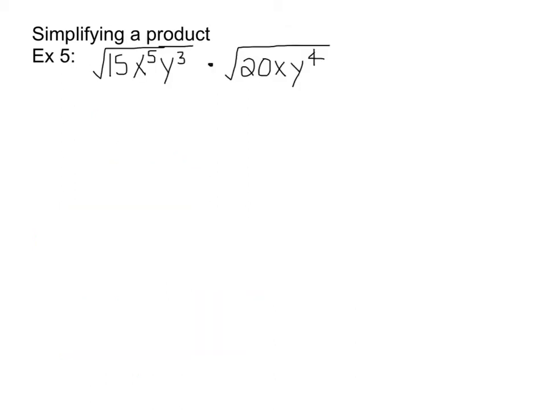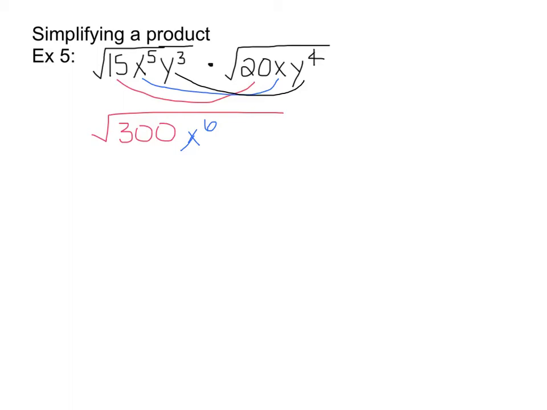Now we're going to look at how we simplify a product. So I am going to start by multiplying your two numbers together. Okay, so we have 15 times 20, and that's going to give me the square root of 300. Okay, then I'm going to multiply x to the 5th times x, which means you add their exponents. 5 plus 1 gives me 6. Okay, same thing with the y's. I'm going to multiply them together, which means I'm going to add their exponents. 3 plus 4 is 7.